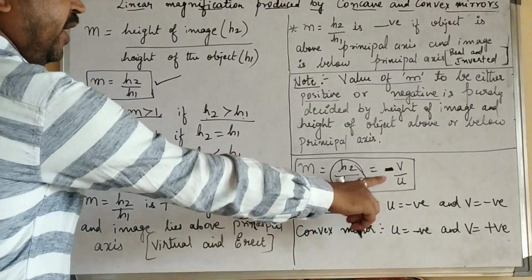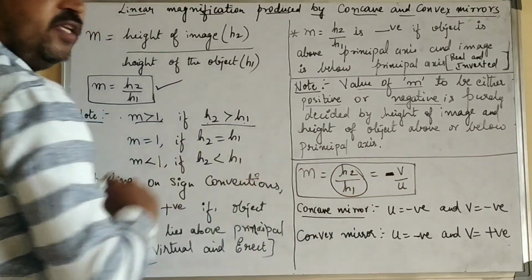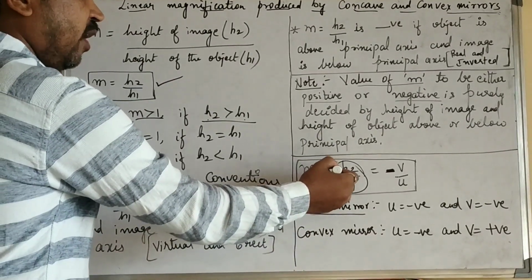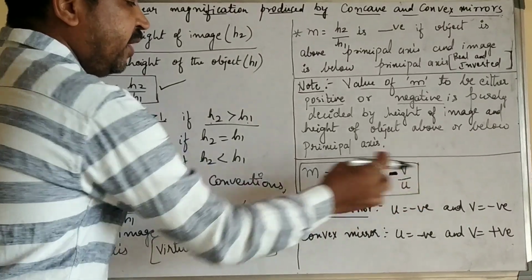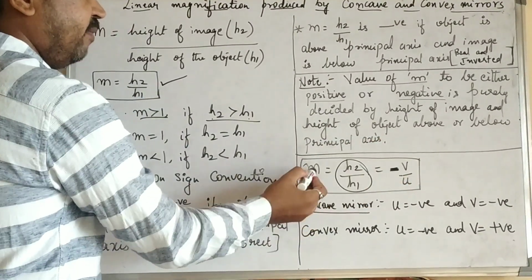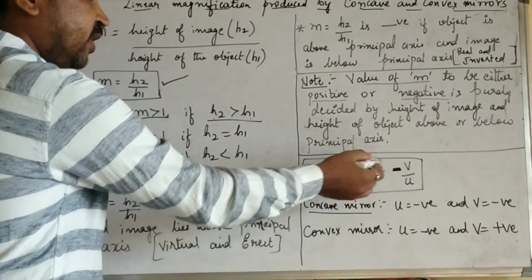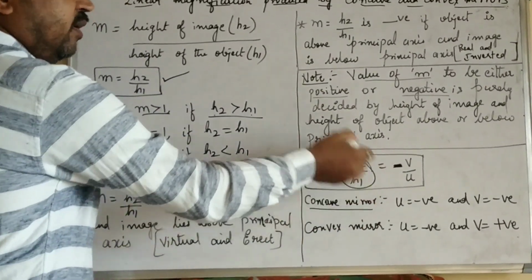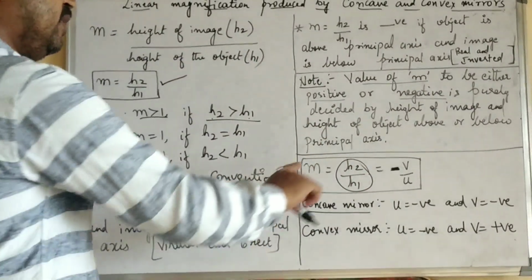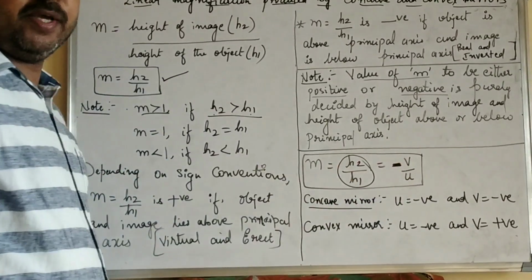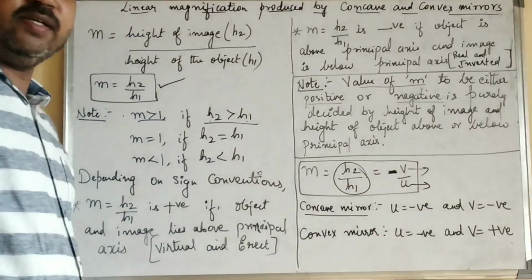That means the sign convention or the sign is only with respect to H2 and H1. So when you are equating, obviously you can equate this negative sign to that sign. Why? Because they are mutually equal to each other, right? So M is equal to H2 by H1, or M is equal to minus V by U. Since this minus factor is with respect to the height of the image and the height of the object, that sign has shifted to minus V by U, which is a ratio of image distance to the object distance.